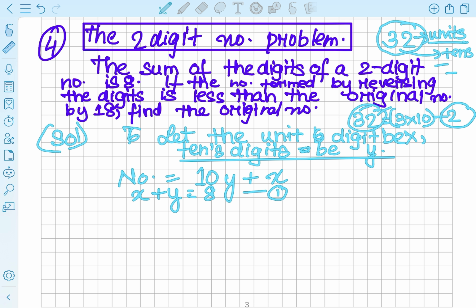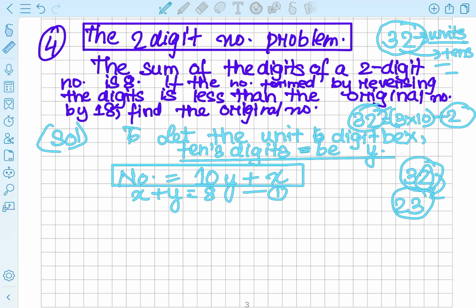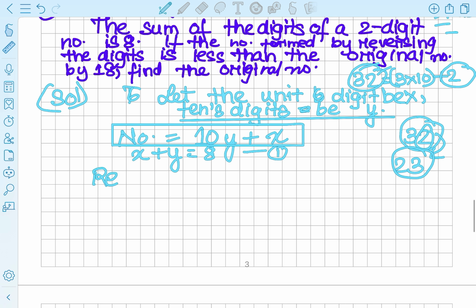If the number is formed by reversing the digits, what is the number formed by reversing the digits? See, this is the number. Again I am giving you one example, 32. If you reverse 32, what will happen? Write 2 first and 3 after. So 23 will be the reverse. If this is our original number, what is the reverse of the original number? Then you will say, ma'am, just change the tens digit and the units digit, which means now 2 is the tens digit and 3 is the units digit. So just reverse the tens and units digit.